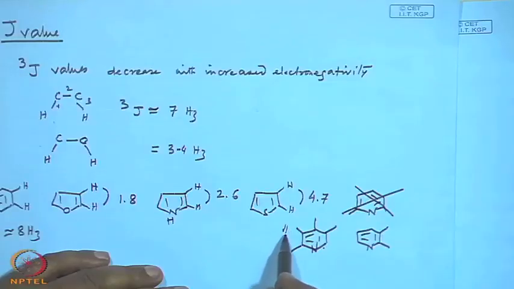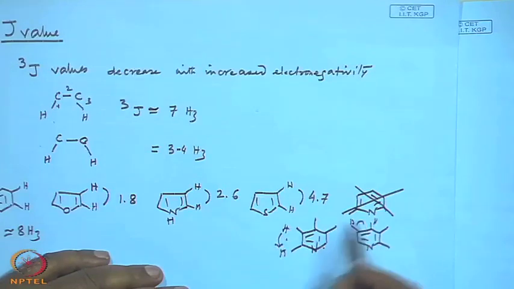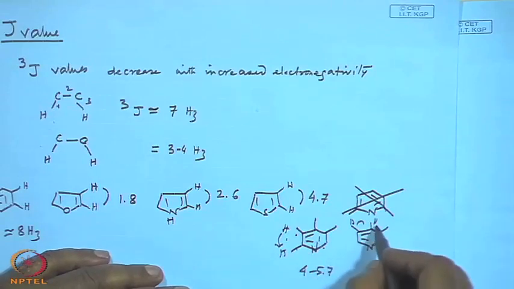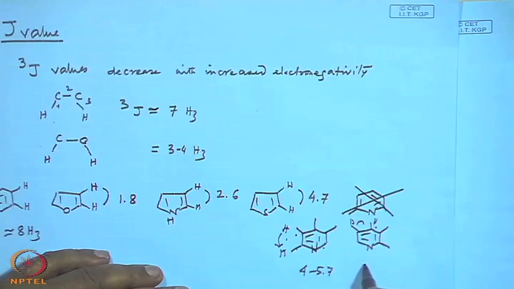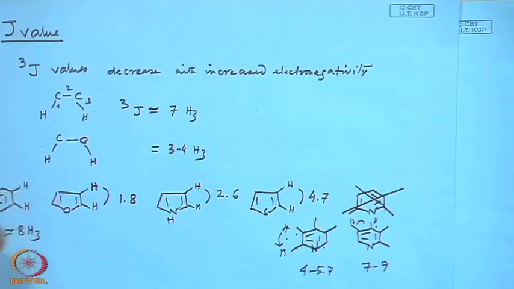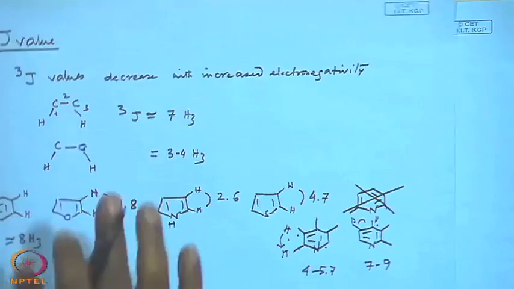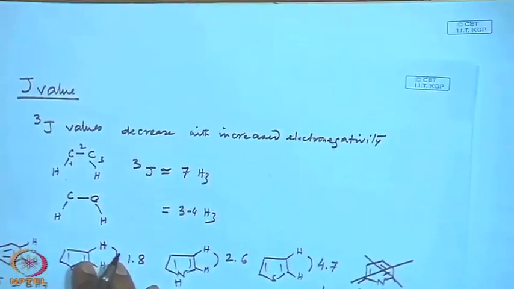This coupling constant, for these 2 indicated hydrogens, would be more than these 2. That means this is what, the 2-3 hydrogen and the 3-4 hydrogen. The 2-3 hydrogen has a coupling constant of 4 to 5.7, and if you go to the 3-4, the coupling constant goes to 7 to 9. What does it mean? These hydrogens are closer to the nitrogen, that is all. If the hydrogens are closer to the electronegative atoms, the coupling constant is likely to be less. So this is a very important diagnostic. Okay.